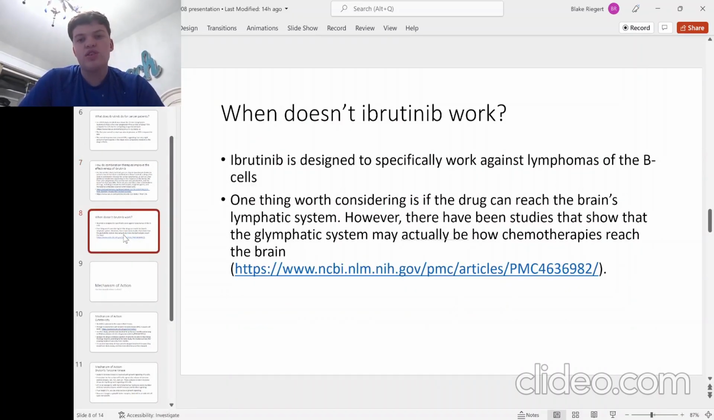Ibrutinib is designed to specifically work against lymphomas of the B cells, so it will not work against T cell or NK cell lymphoma. Another thing worth considering is the brain's lymphatic system, the glymphatic system, which may be of importance to the treatment.